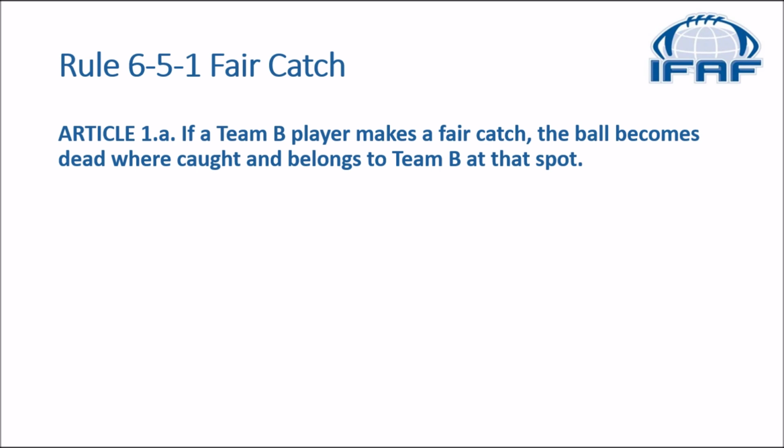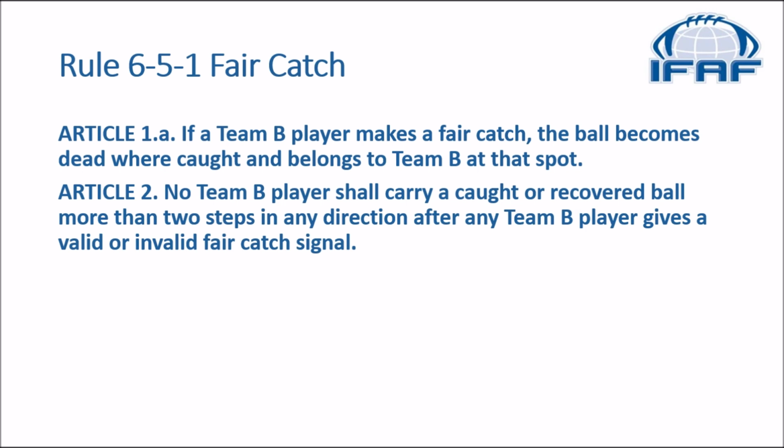Rule 6-5-1A goes on to say if a Team B player makes a fair catch, the ball becomes dead where caught and belongs to Team B at that spot. Article 2. No Team B player shall carry a caught or recovered ball more than 2 steps in any direction after any Team B player gives a valid or invalid fair catch signal.